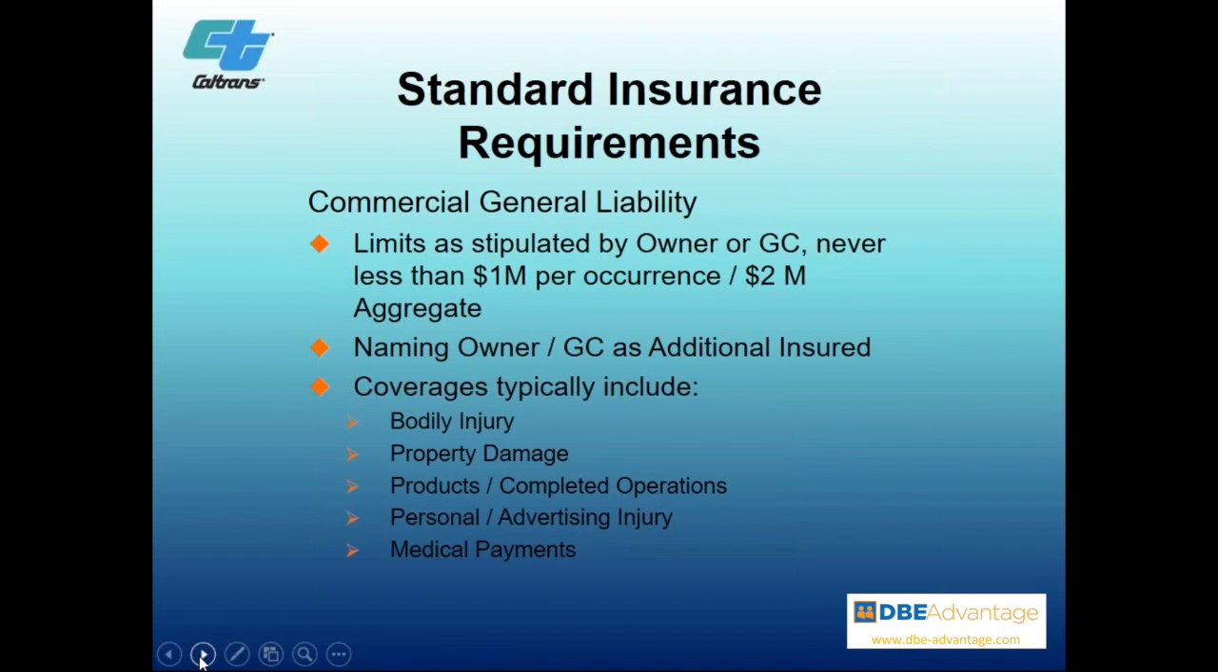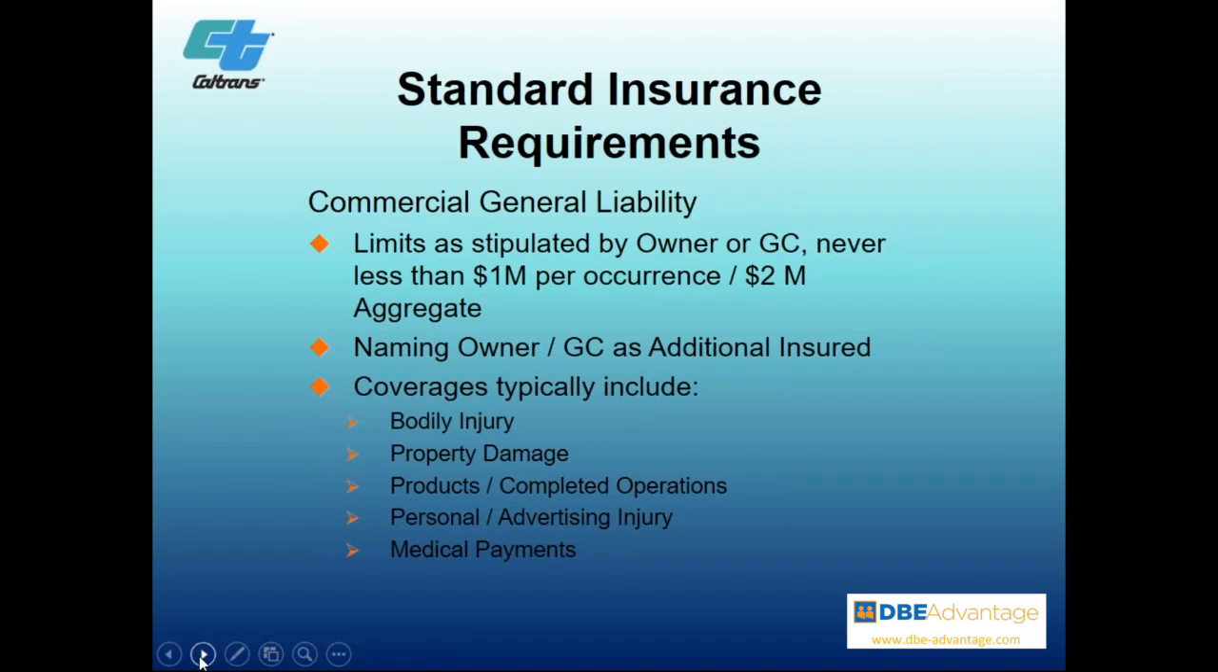Now, standard insurance requirements. We probably should start with commercial general liability. The limits are stipulated by the owner or the general contractor, never less than $1 million per occurrence and $2 million aggregate. So for any one job or one situation, 1 mil, but if there's more than one situation, then 2 mil would be the tops. The naming of the owner or the general contractor as additional insured protects them against the fault of the participating company. That could be your company, could be someone else's.